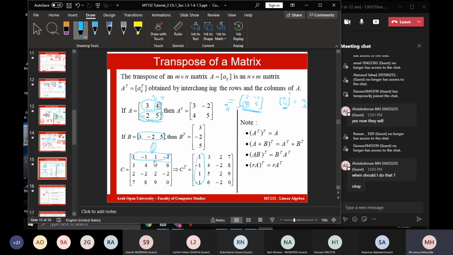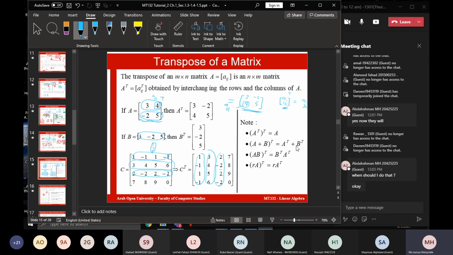Correct? And then the second row, I'll put it as a column here. So 3, 4, 5, correct? And etc. And then this is the third row. So you're going to write 2 minus 2, 2 minus 2, and etc. Okay, so only this is the transpose.